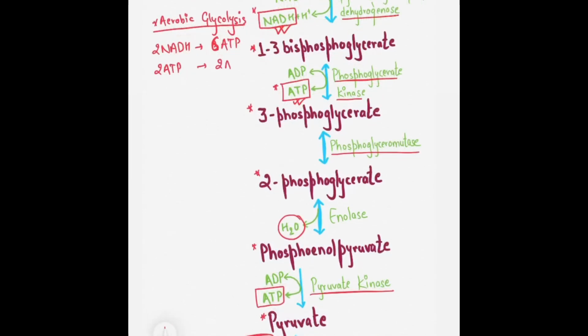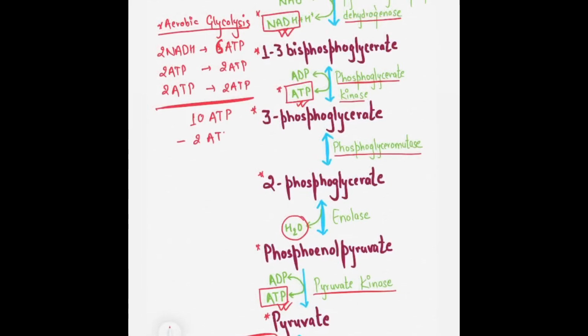In phosphoglycerate kinase, there is production of 2 ATP and in pyruvate kinase, there is production of again 2 ATP molecules. So the total will be 10 ATP molecules up to here, but we need to subtract the 2 ATP molecules that were initially utilized in the energy investment phase. Hence the final product is 8 ATP molecules.